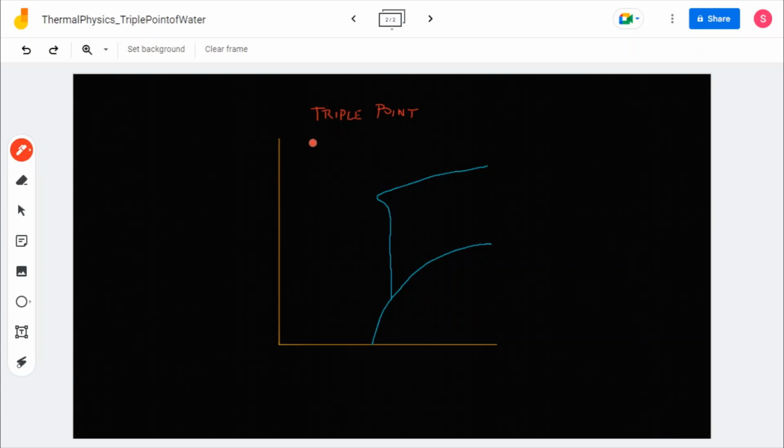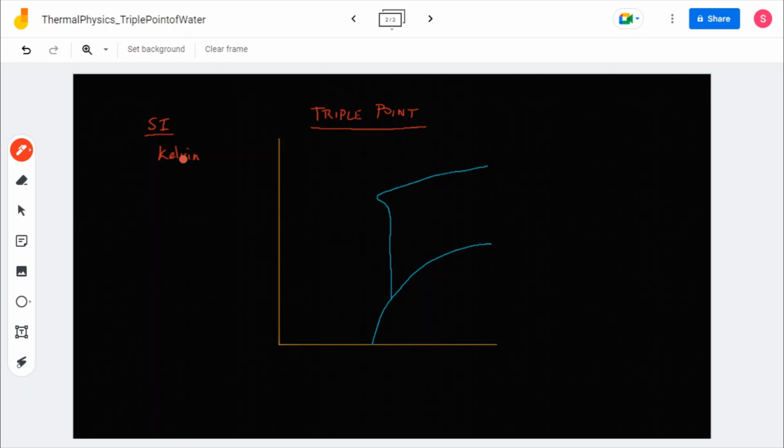Hi, let's look at what is the triple point of water. And before we get there, let's look at what is absolute temperature. Now, the SI base unit of temperature is called Kelvin, measured in Kelvin.